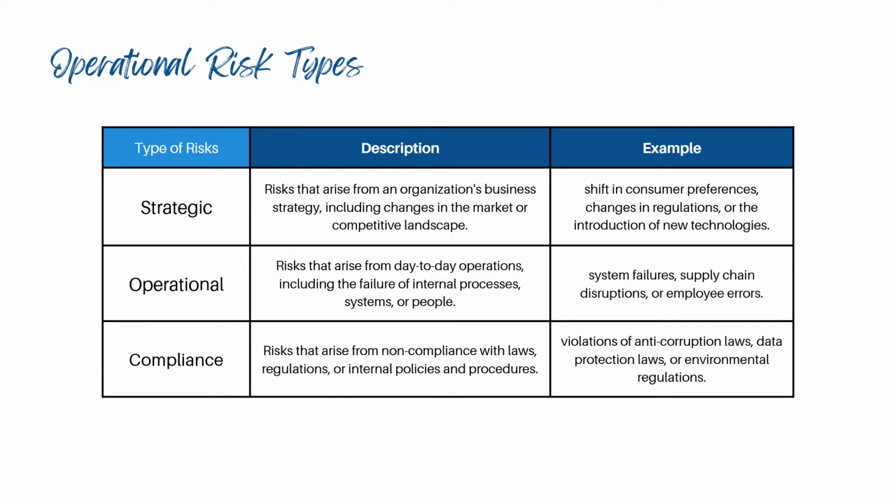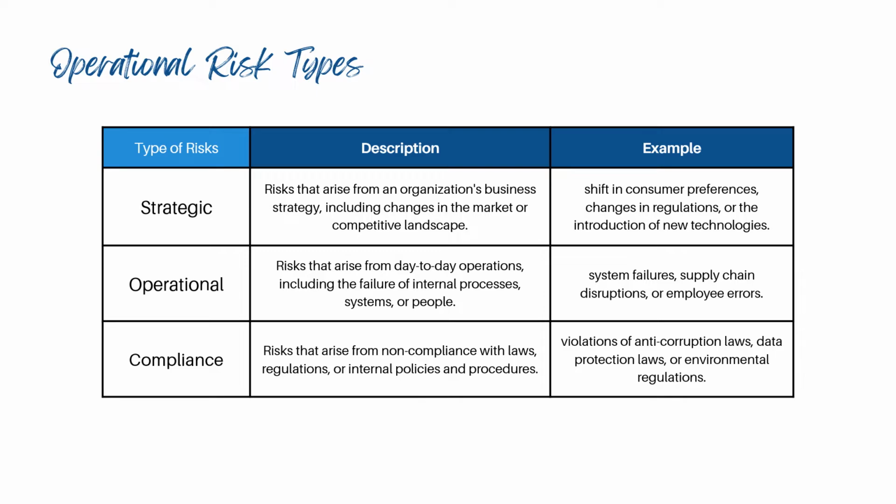There could be operational, there could be strategic risk. So the first type of risk is the strategic risk. These risks arise from the organization's business strategy and include changes in the market or competitive landscape. And these risks can have a significant impact on the organization's financial performance and reputation. So for this type of risk, what could be an example?